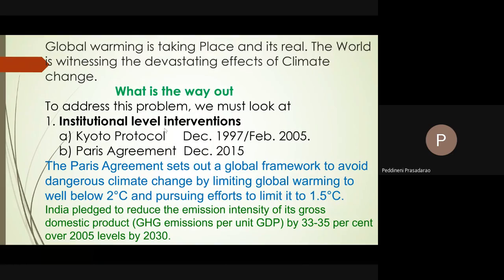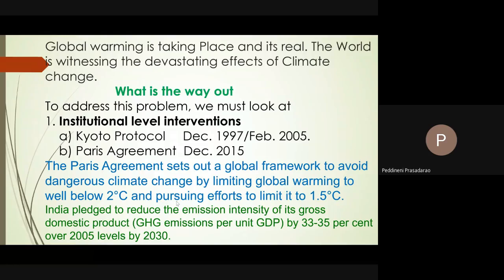That means institution levels, in the sense, probably we have gone for the Kyoto Protocol in 1997 and the Paris Agreement in 2015. Of course, unfortunately, this Kyoto Protocol is not even accepted by the United States and some 4 other countries. And the Paris Agreement set out a global framework to avoid dangerous climate change by limiting global warming to well below 2 degrees centigrade.